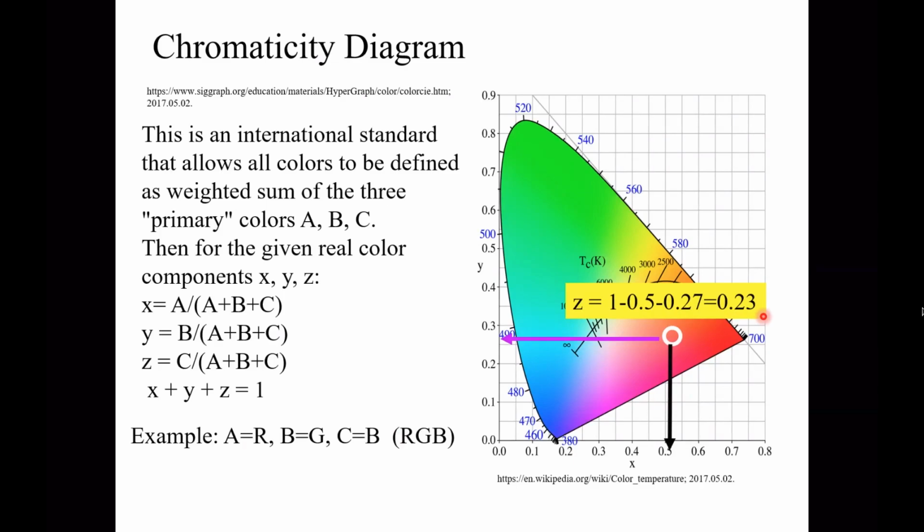If I go to a mixture of these three colors, with the intensities 0.5, 0.27, 0.23, I get this color. Is it clear? Jā, ir.